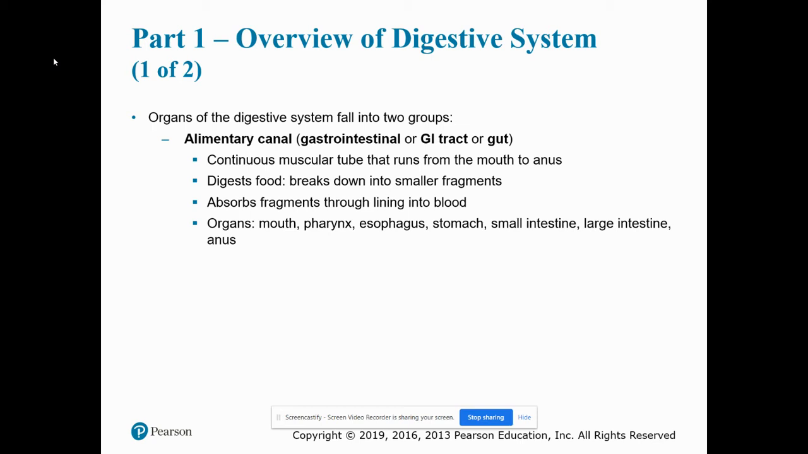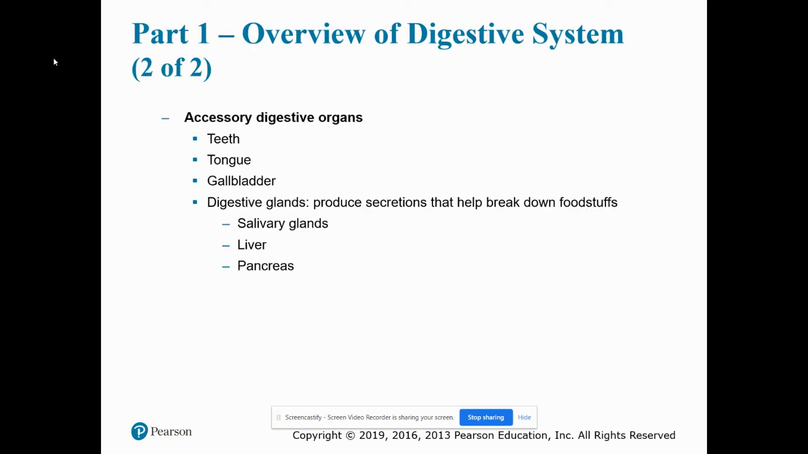The alimentary canal is a continuous muscular tube. It starts at the mouth and it ends at the anus. It's going to digest food, which means break it down into smaller fragments, and then absorb those fragments through the lining into the blood. The organs include the mouth, the pharynx, the esophagus, the stomach, the small intestine, the large intestine, and the anus. We also have accessory digestive organs. These include the teeth, the tongue, the gallbladder, and digestive glands.